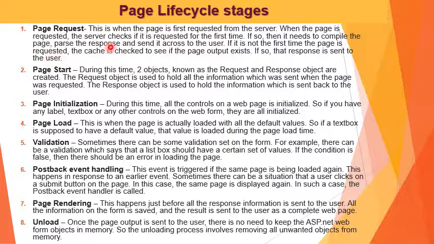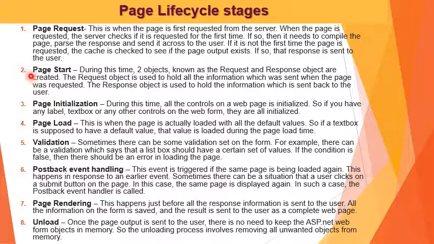So that was the first stage. The next stage is a page start. During this time, two objects known as a request and response object are created. The request object is used to hold all the information which was sent when the page was requested, and the response object is used to hold the information which is sent back to the user.